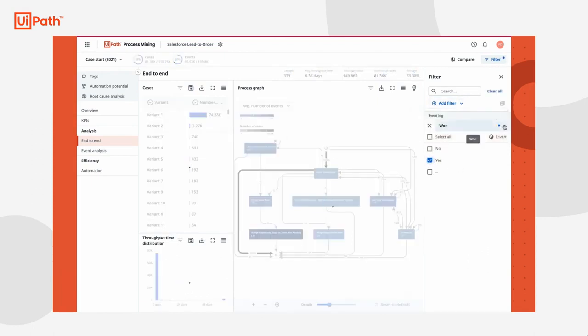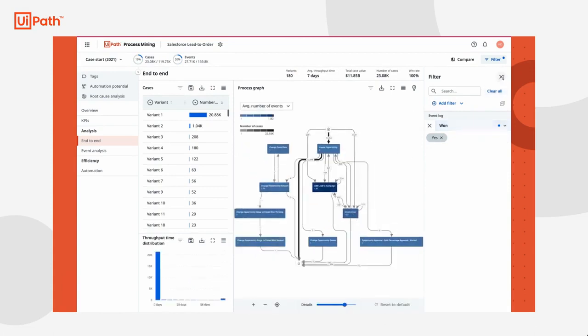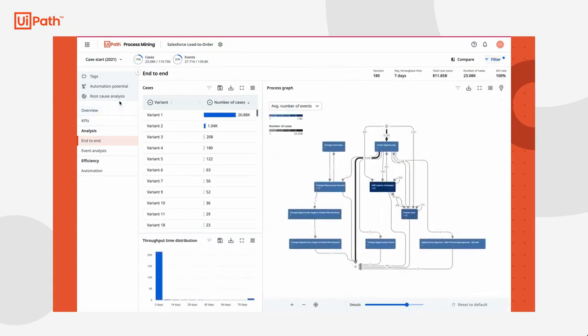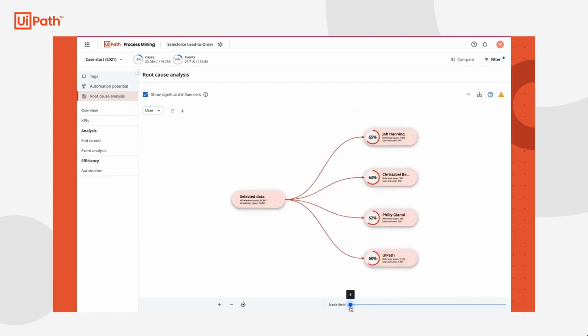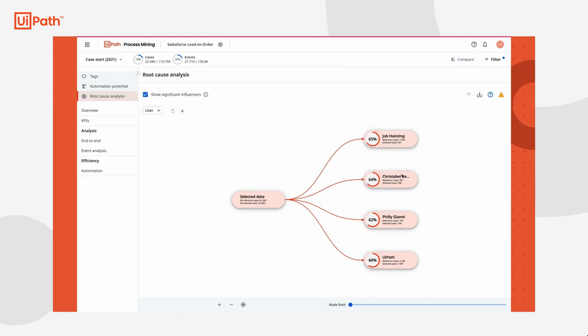But what Tasha really wants to know is who the top influencers are in winning deals. So she navigates to the root cause dashboard and sorts by users. This gives her a list of all users in the set period and their individual influence on this filter. Tasha wants to narrow the list, so she checks the box only to show significant influencers and drags the node slider to limit the number of users visible. Now she can see that there are 3 users, Job, Christabel, and Philly, who have a high amount of influence on cases that are won.